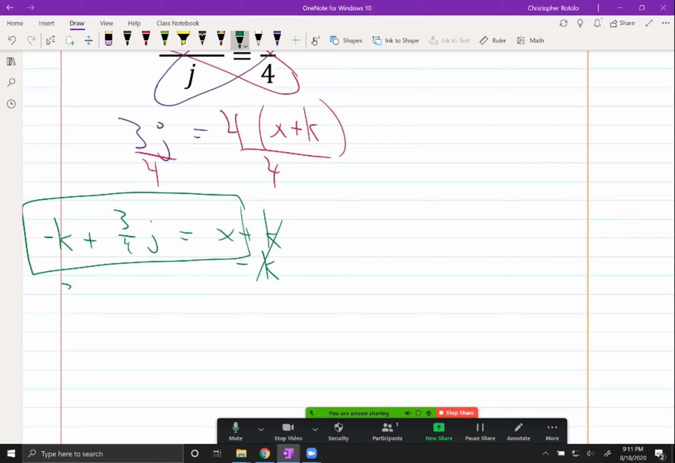Right. So it could look like 3/4 j minus k equals x. And those would be the same exact thing. Okay, notice what I did very subtly here: I took the 3j over 4 and turned it into 3/4 of j, because it's the exact same thing, and that's the way you're going to start to see it in this SAT style problem.